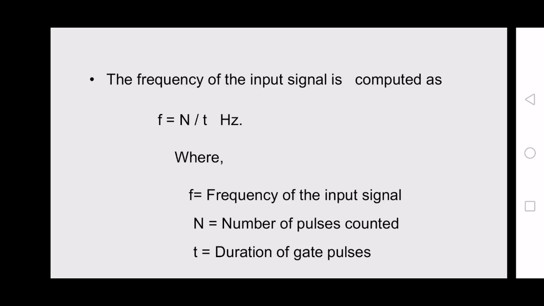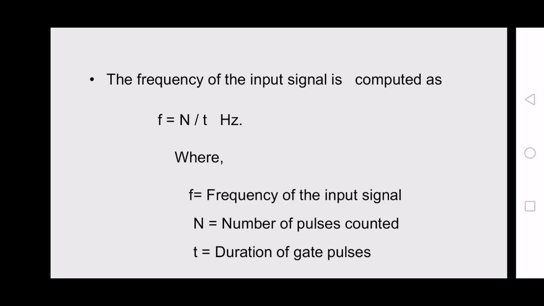Suppose f is the frequency of the unknown input signal that you want to measure, n is the number of pulses counted by the decade counter, and t is the duration of the gating pulses, meaning t is the time interval between the start and stop actions of the enabling gate flip flop.